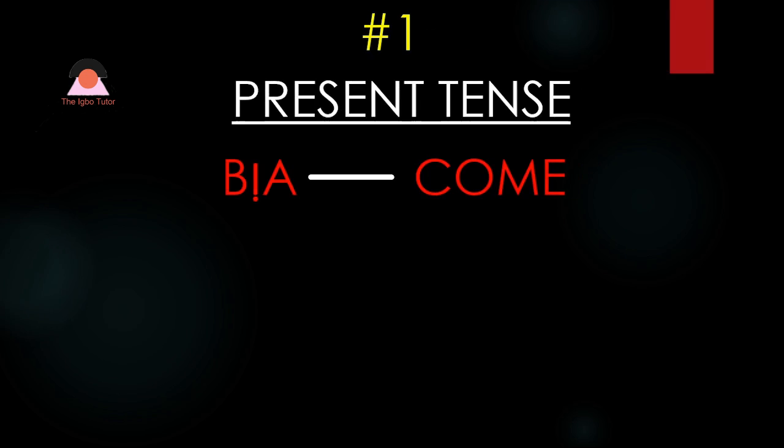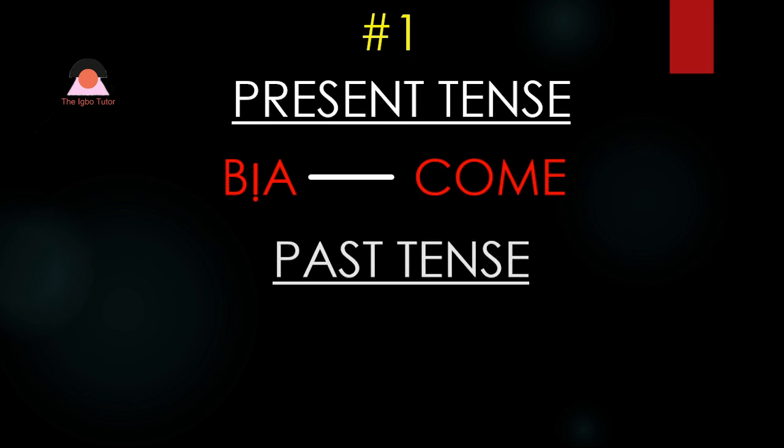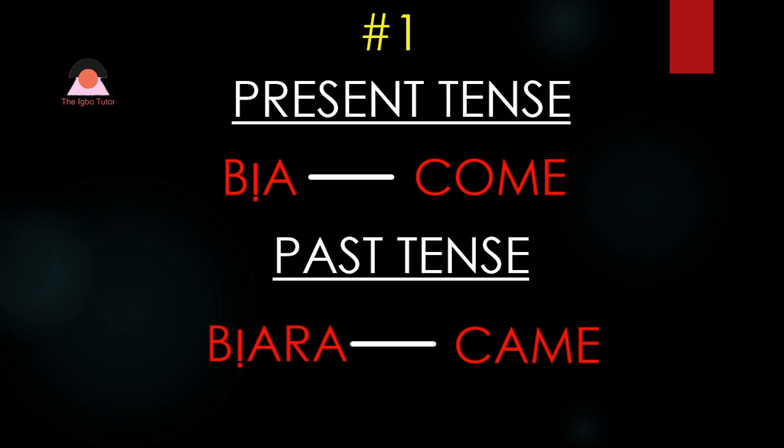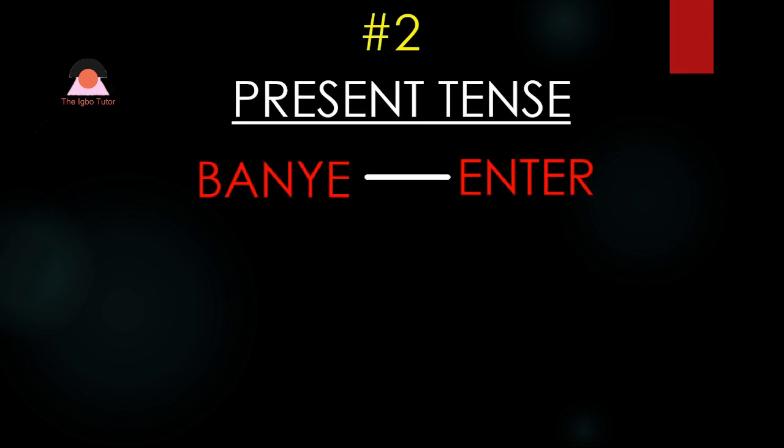Let's do this together. We're beginning with the first word or verb, which is bia, meaning come. Bia, come. What is the past tense of bia? The past tense of bia is biara. Biara, came. We'll move on to number 2.